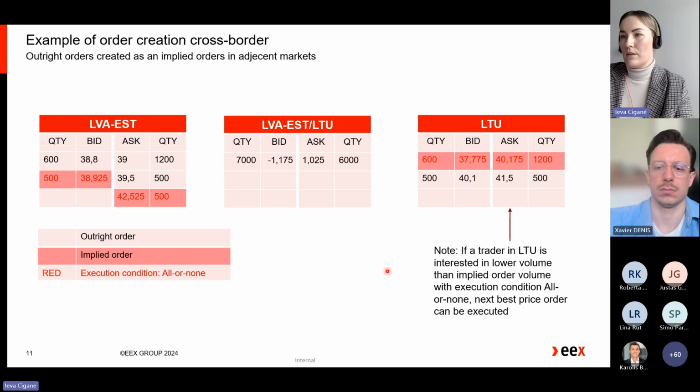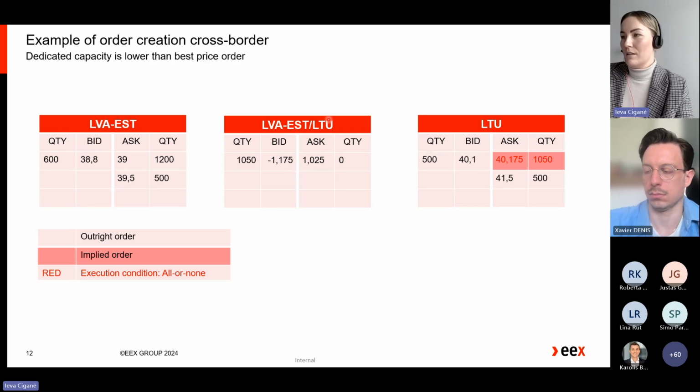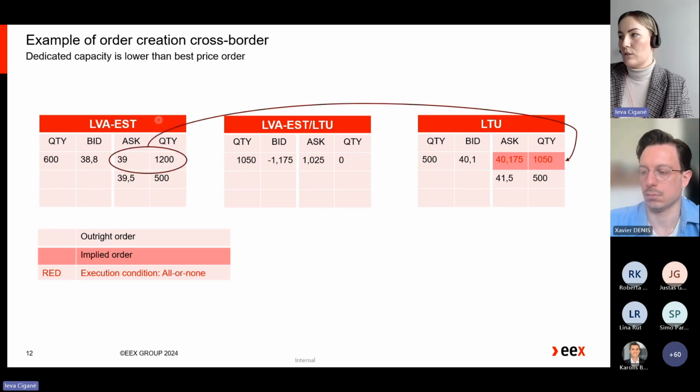Then let's say many orders have been concluded, and there are no longer capacities to transport gas from Lithuania to the Latvian-Estonian market area. So no implied orders are created in that direction. And we have a best price order in Latvia-Estonia whose volume is higher than the remaining available capacity. Just to show you an example of what happens in such a situation: the implied order is created, taking into account the volume of available capacity.